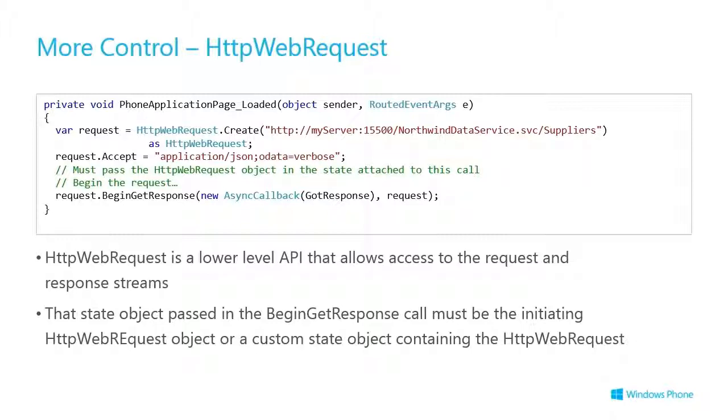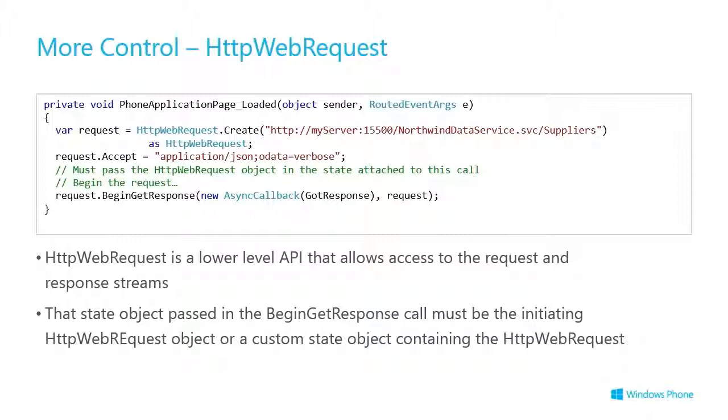If you want a bit more control, web client is nice and simple and probably works for most of your HTTP access, but HTTP web request is a bit more complex. It gives you a bit more control. You get right down to the streams. So this is the old way of doing it. You'd new up an HTTP web request. Well, actually, you don't new one up. There's a static method on it called create, which returns you an HTTP web request instance.